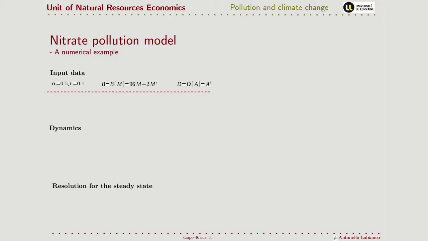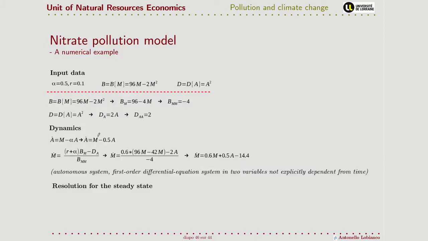We have now everything we need to solve this problem, and we are going to do it with one numerical example. Let's assume that we have two positive levels of the decay rate and the interest rate, equal to 0.5 and 0.1 respectively, and we assume these specific damage and benefit functions as indicated here. At this point we can compute the first and the second derivative of the benefits with respect to the fertilizer use and of the damage. Well, now given the two equations in the previous slides, we can just replace the values and we obtain these two numerical equations. And what are these?